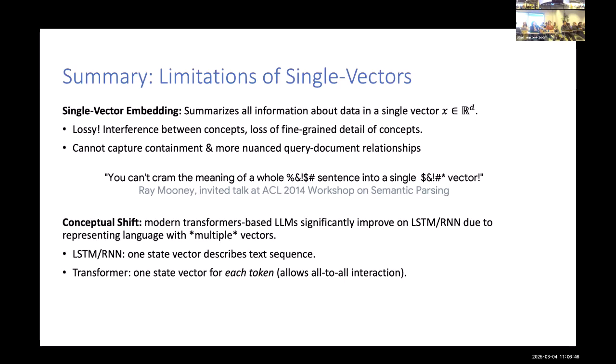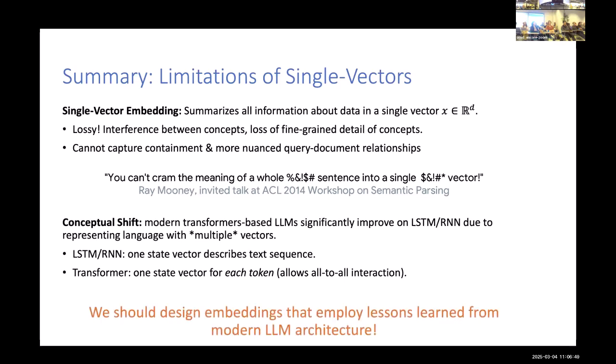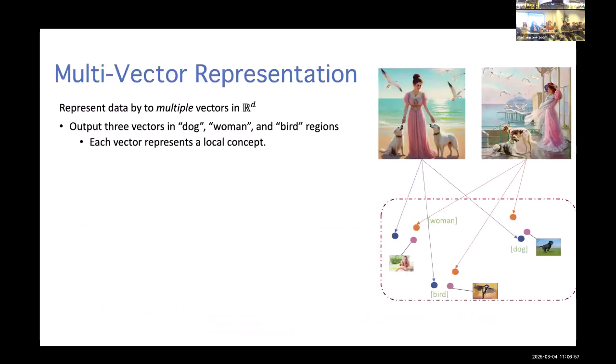And obviously, many of you already know where I'm going, but we should be designing embedding models that capture the lessons that we've learned from improvements in transformer models, modern LLM architectures. So the natural thing to do is, why don't we train models that in some way output multiple vectors per data point, and use this multi-vector representation as a more accurate representation of the entire image. So instead of averaging these three vectors, we could output each one of them as a set of vectors.